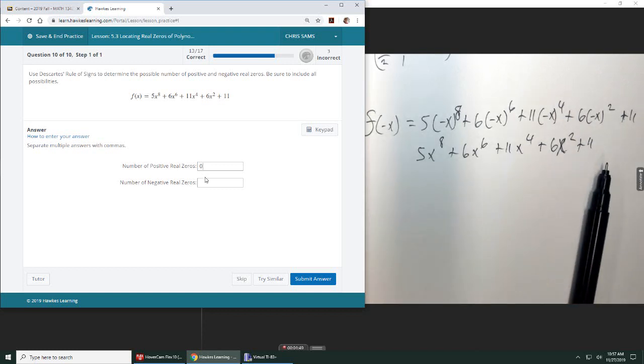So this says that there are zero negative real zeros. So that means they're all imaginary numbers.